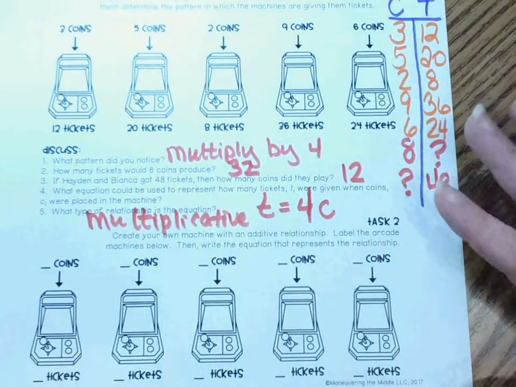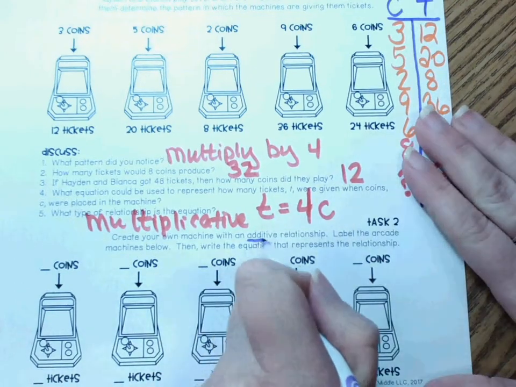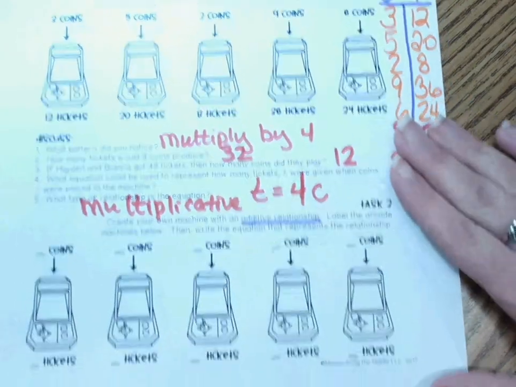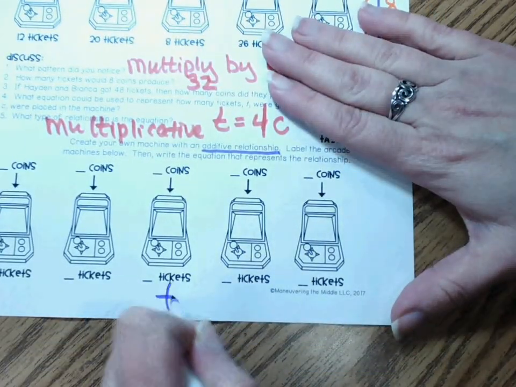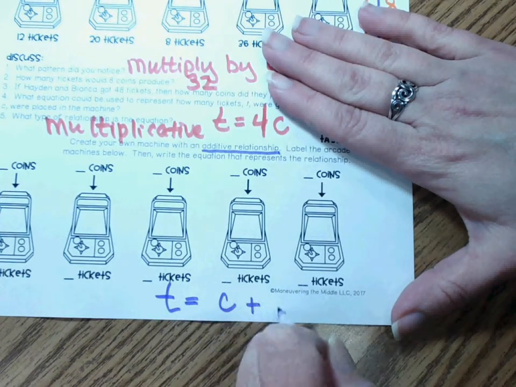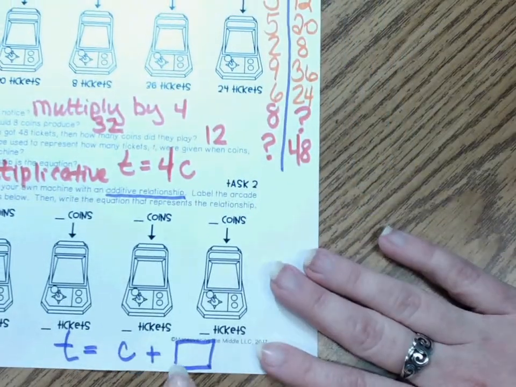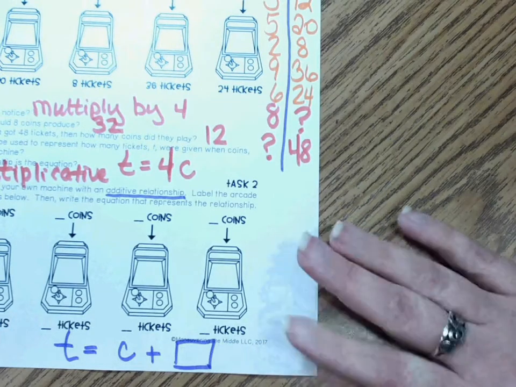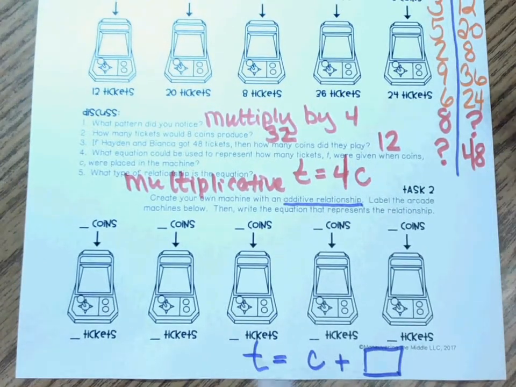Alright, down here on the bottom, what they want you to do is create one. But instead of it being multiplicative, they want you to create an additive relationship. So here's how you would do it. Think to yourself, okay, I want an additive relationship. So my tickets is going to be the number of coins plus some number. So I get to be creative here and figure out what number I want to go in the box. And then I will fill in my little arcade games using that equation.